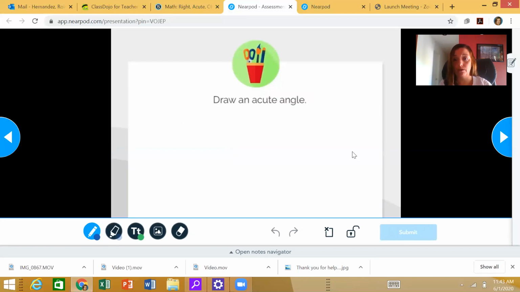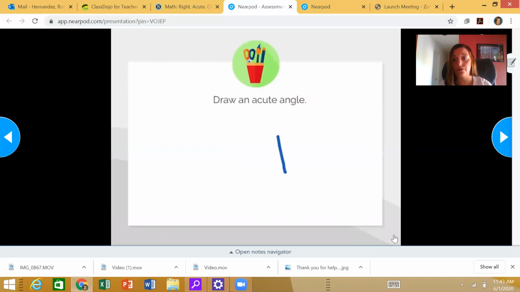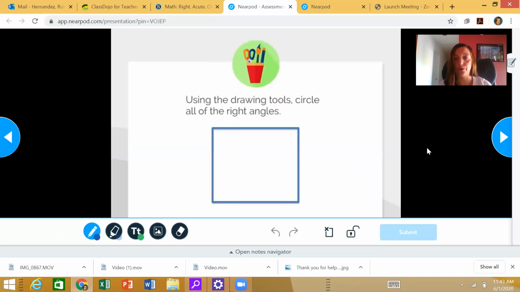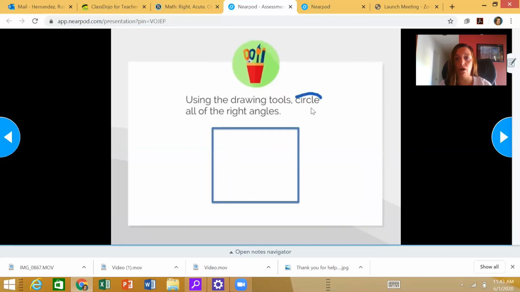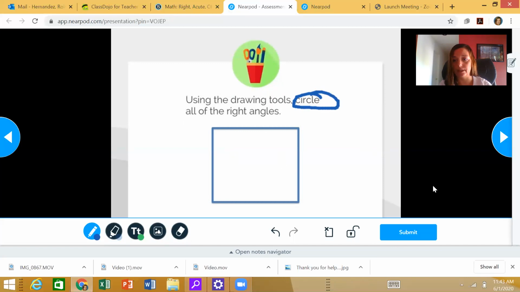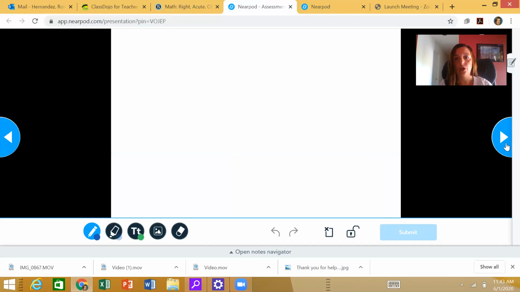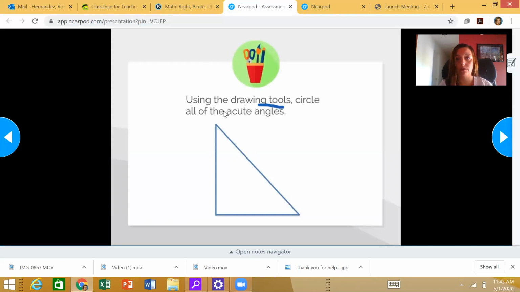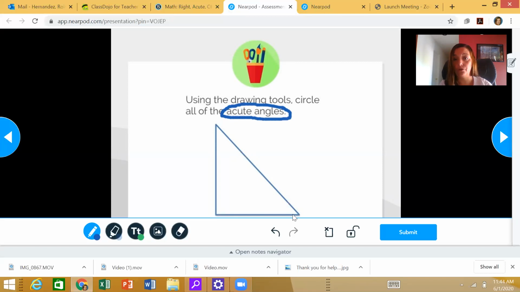Draw an acute angle. So here you're going to draw an acute angle and you're going to click submit. And then use the drawing tools. You're going to circle all of the right angles on this square. Okay. And then you're going to click submit. Use the drawing tools, circle all of the acute angles. So you're going to circle on this triangle, whatever angles are acute, you're going to circle them, and then you're going to click submit.